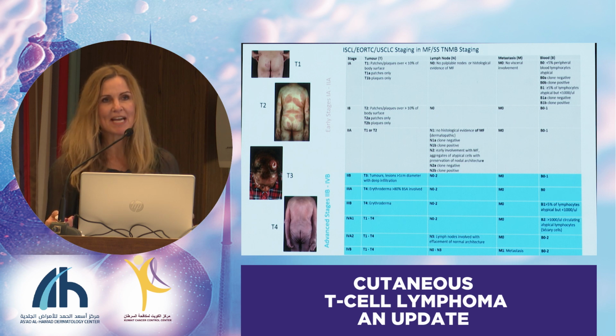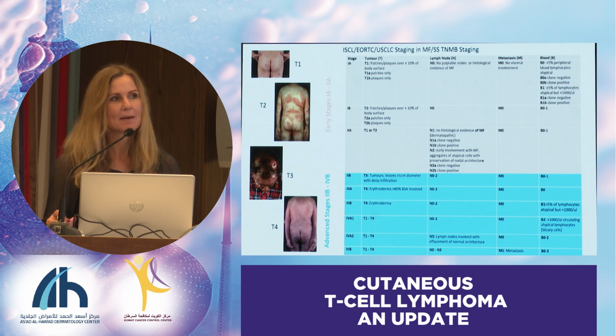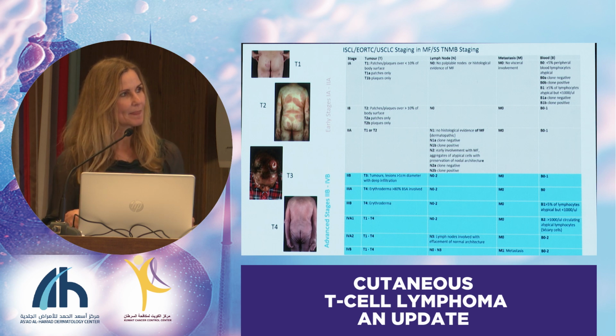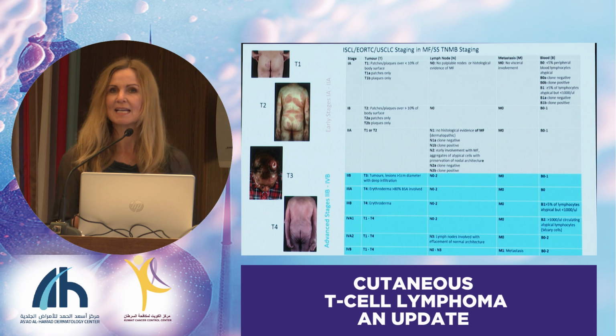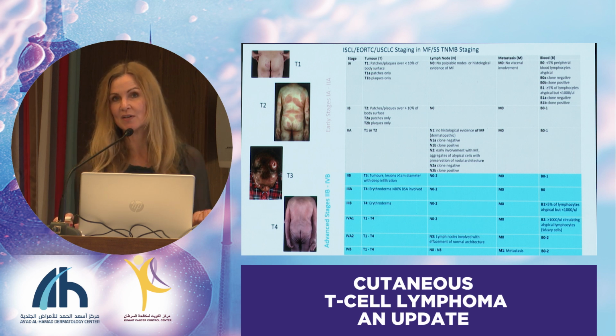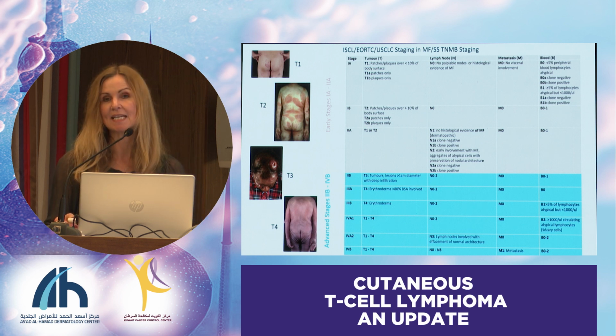The 1B patients have greater than 10% body surface area patches and plaques. Again, no nodal involvement, but it can have B1. And then finally, the last group in the early stage is the 2A category, and they can have patches and plaques and have N1 or N2 nodes, so can have small clusters of atypical cells in their lymph nodes and B0 or B1 in the blood.